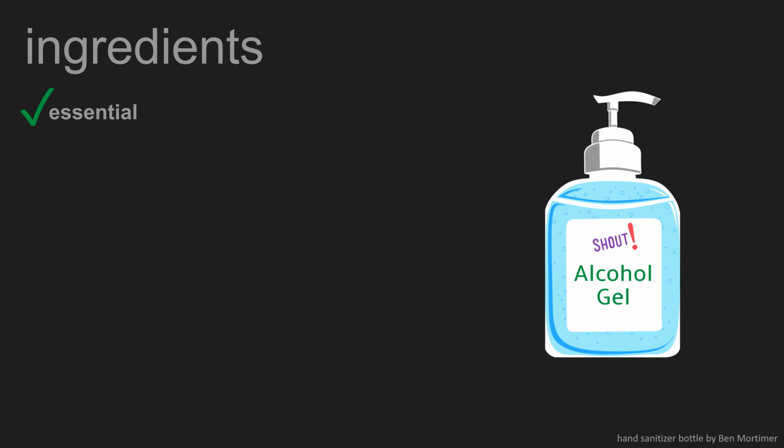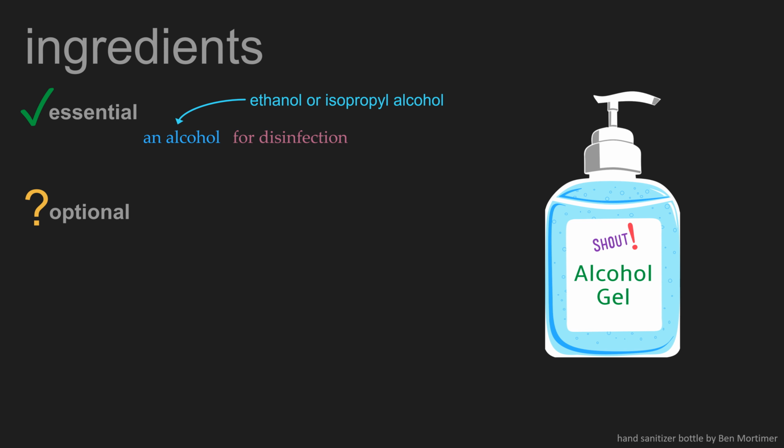Some of these are essential for the basic function, and some of them are optional depending on how it's going to be made, used, and marketed. For most hand sanitizers, the most critical ingredient is an alcohol, like ethanol, what we normally call alcohol, or isopropyl alcohol, which you might call rubbing alcohol. It's the alcohol that does the vital job of killing bacteria, viruses, and other microorganisms. Optional components include water, hydrogen peroxide, glycerol, a jelly-like substance, and fragrances and colorants.